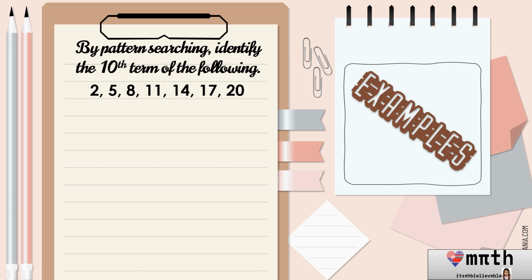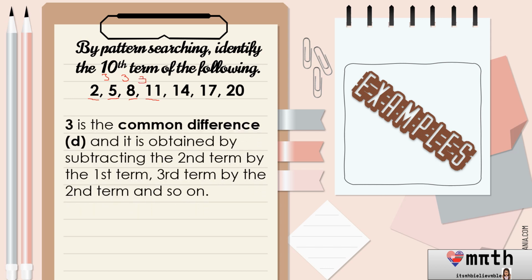First, we get the value of our common difference. 5 subtracted by 2, that is 3. 8 minus 5 is also 3. 11 minus 8 is also 3. Therefore, our common difference is 3, and it is obtained by subtracting the second term by the first term and third term by the second term, and so on.